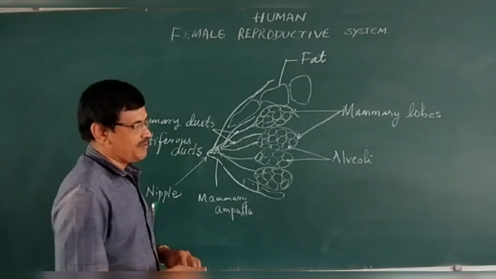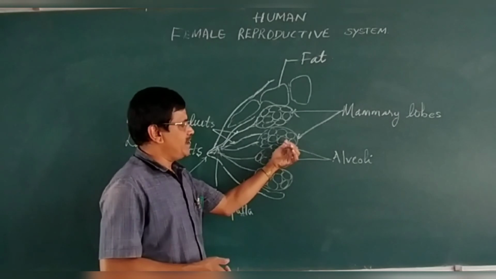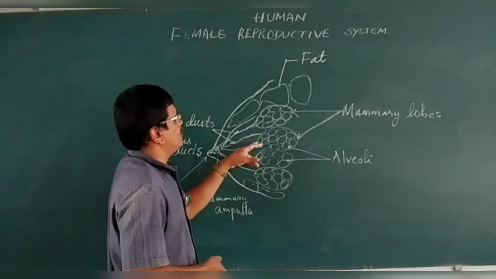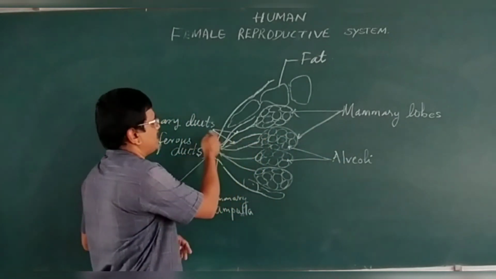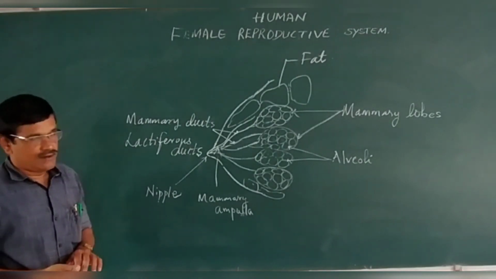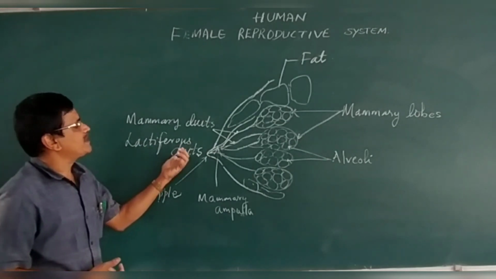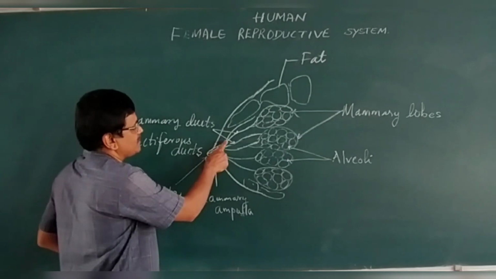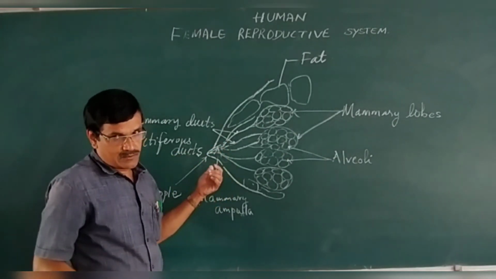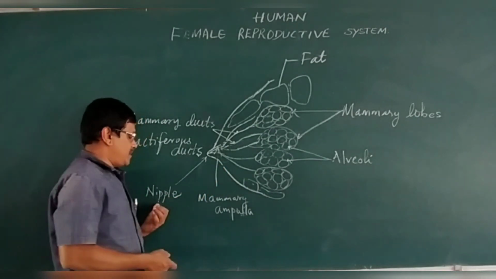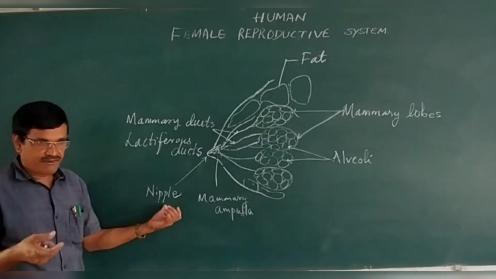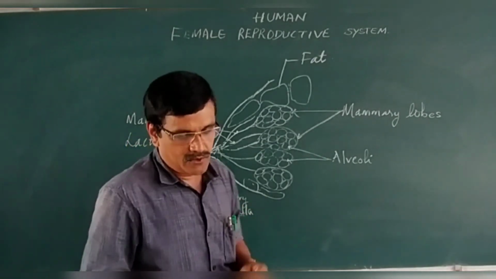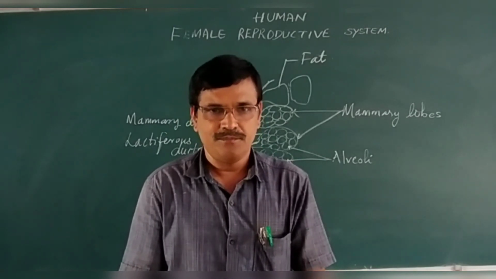Alveoli are involved in the production and secretion of milk. The milk secreted by the alveoli is stored in the alveolar cavity, and then the mammary lobe joins with the mammary ducts. Many of these mammary ducts are united to form lactiferous ducts, which are found at the ampulla region of the breast, and the lactiferous duct finally opens at the nipple. The infants suck the milk from the nipple. Okay, so this is about the female reproductive system in human beings. Thank you.